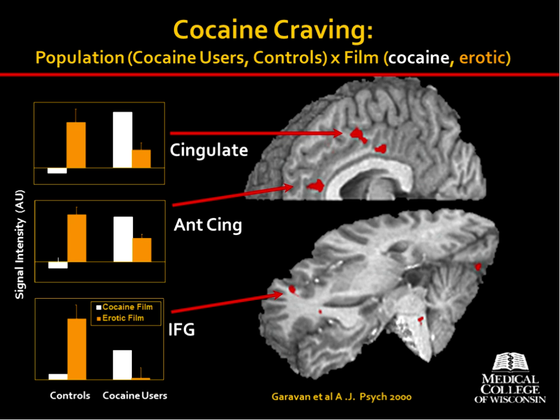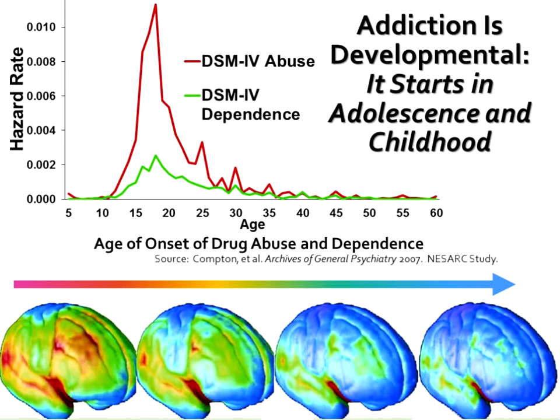But interestingly, these 3 areas also light up in controls in response to an erotic film. But the activation when cocaine abusers or cocaine users view the same film was significantly diminished compared to the controls, suggesting that they're no longer responding in the same way to these natural rewards that are important for our long-term survival, and suggesting that drug abuse and addiction are changing how the brain functions in response to the normal environment.